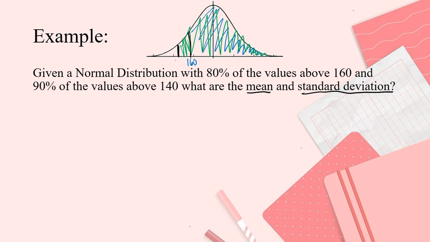Galing dito. Okay? So, ano daw sabi? 140 above. So, again, this is the 90% of our data. And yung isa kanina is the 80% of our data. So, ang hinahanap po ay si mean tsaka si standard deviation.